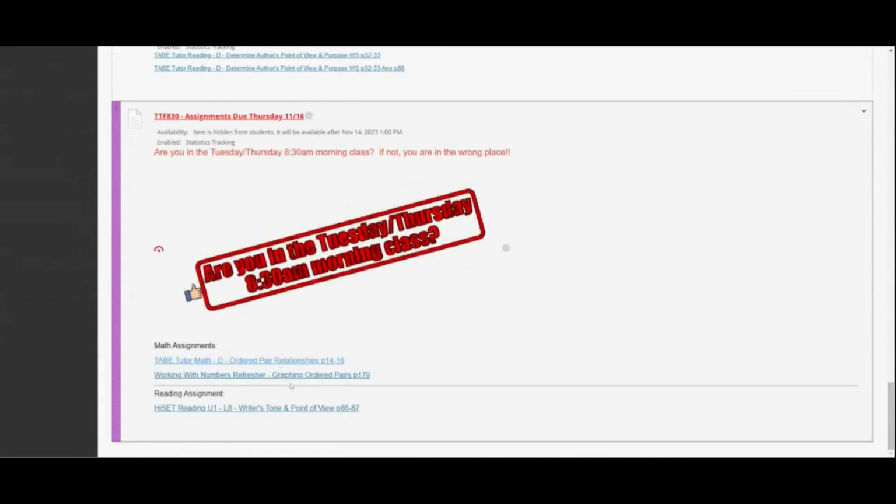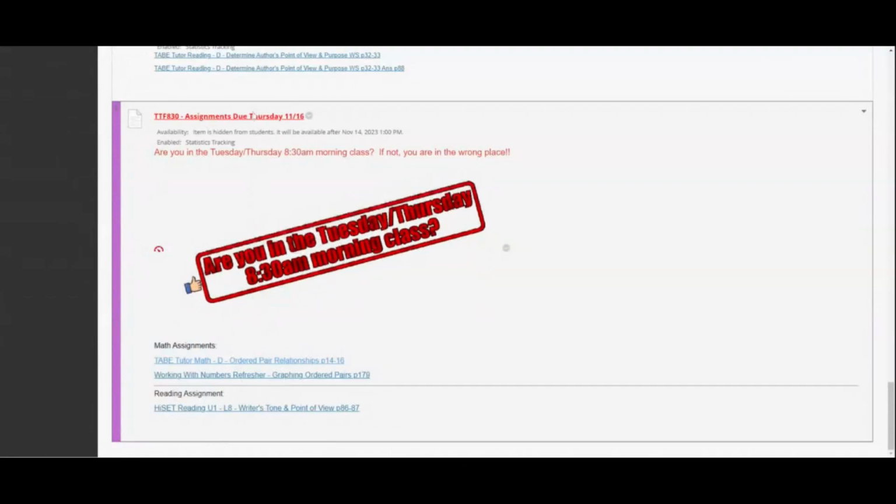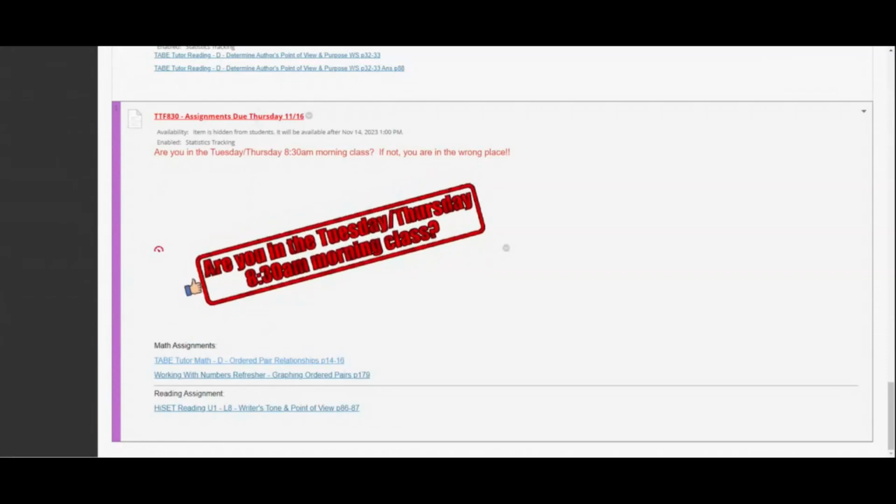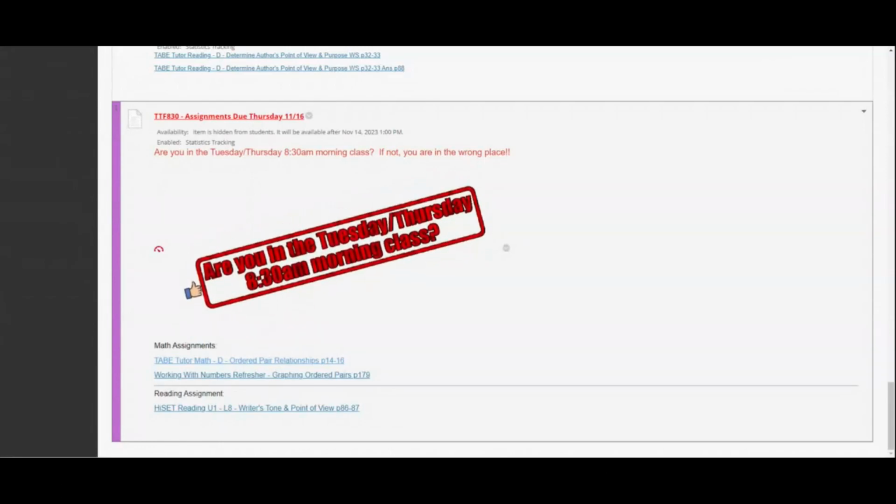Here are the 2 math assignments. When you finish these, you'll come back here to turn them in. You won't go to the folder for Thursday. You turn them in on the day they were assigned.